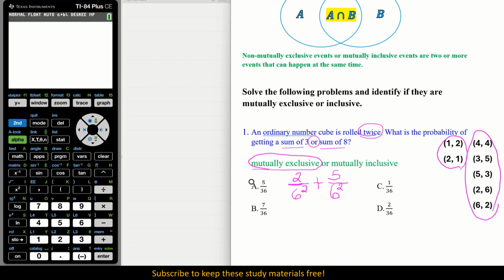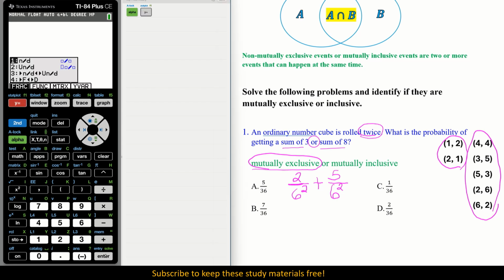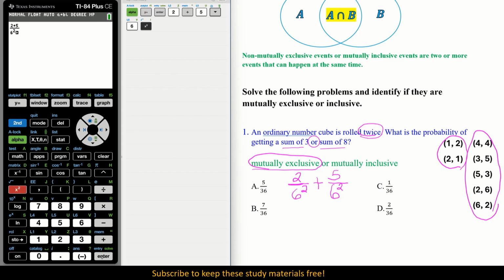So we have it written out, and this is what we need to put in our calculator. Let's do that. Notice we have a common denominator, and it makes it a little easier to put in the calculator. So alpha y equals, 1 was highlighted, so we have 2 plus 5 over 6 to the second power, enter, and that is 7 over 36, which you probably already saw.